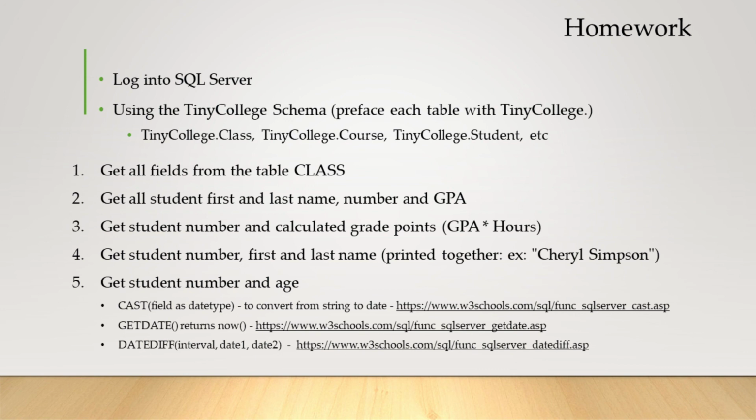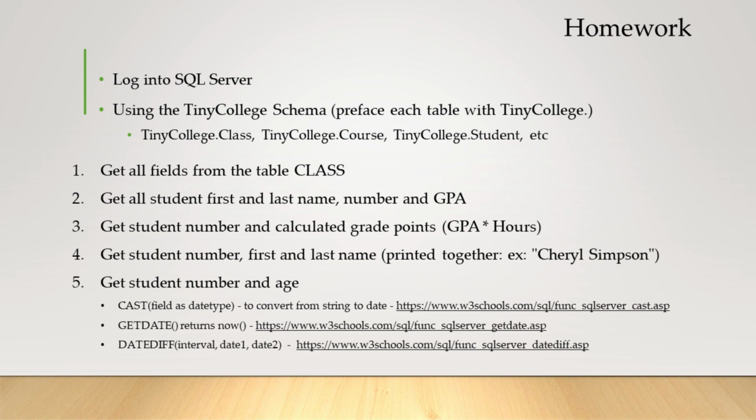Number 4 is the student number and the first and last name calculated together. In this case, you're going to be concatenating together 2 string fields to be able to get a singular field. And finally, you are going to get the student number and the age. This is the kind of hard one.